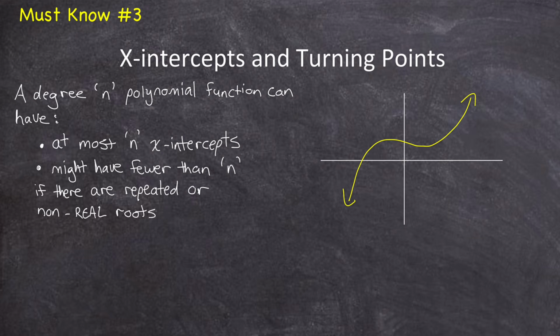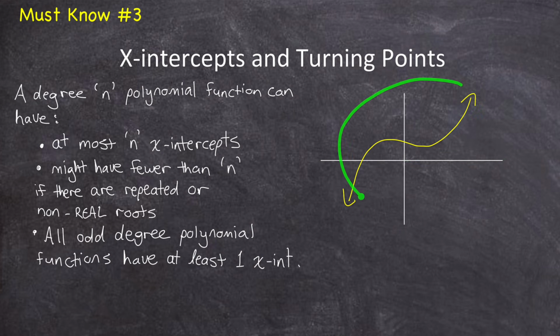But having 0 x-intercepts wouldn't be an option. And actually, it's not an option for any odd degree polynomial, because an odd degree polynomial starts and finishes on opposite sides of the x-axis. It has to cross at least once. So let's add that information to our table as well.